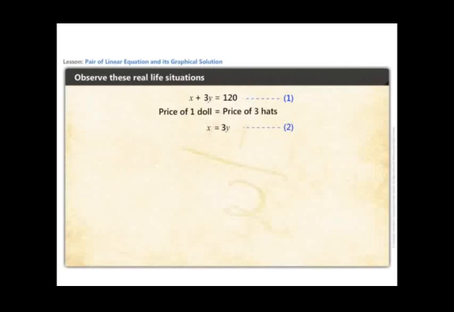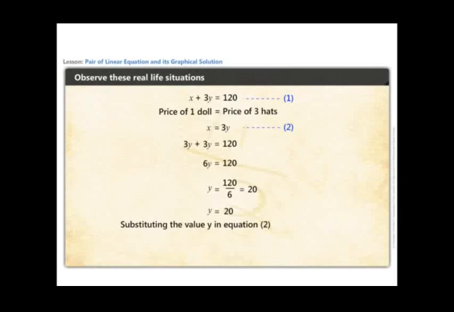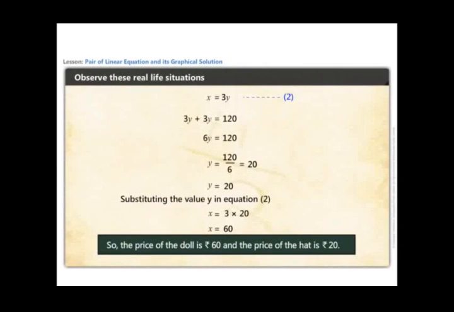Now, substituting equation 2 in 1, we get 3y plus 3y is equal to 120, or 6y is equal to 120, or y is equal to 20. Substituting the value of y in equation 2, we get x is equal to 3 into 20, that is equal to 60. So, the price of the doll is rupees 60 and the price of the hat is rupees 20.